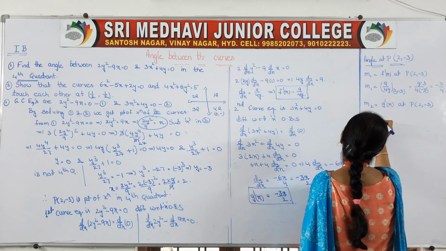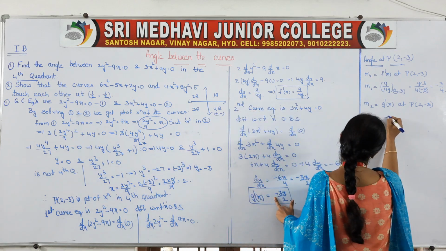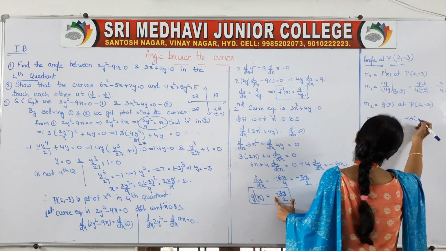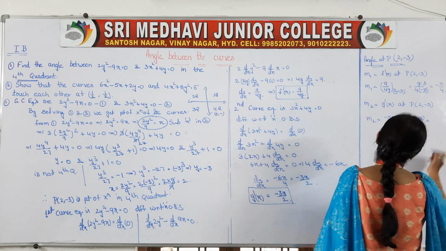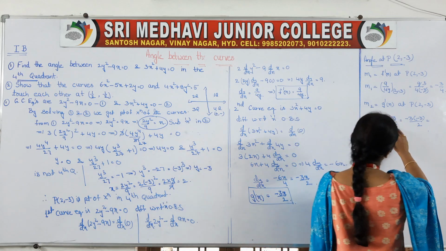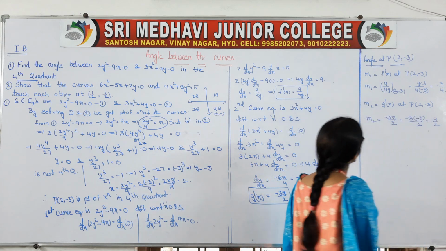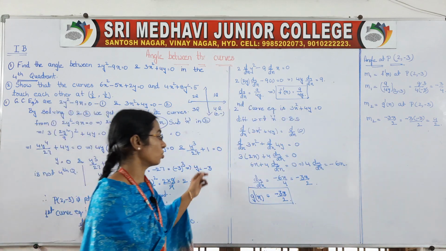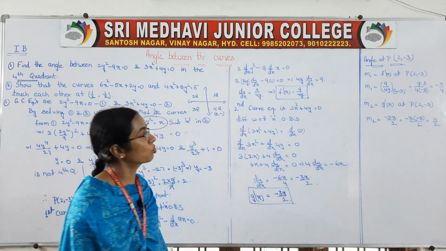So M2 is equal to g dash x, which is minus 3x by 2. So minus 3x is minus 3 by 2, and the value is 9 by 2. Okay, so M2 is minus 3 by 2, so it is minus 3x by 2.